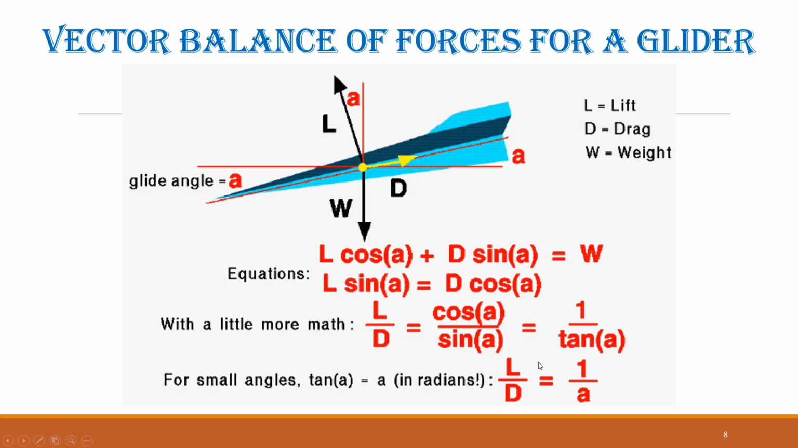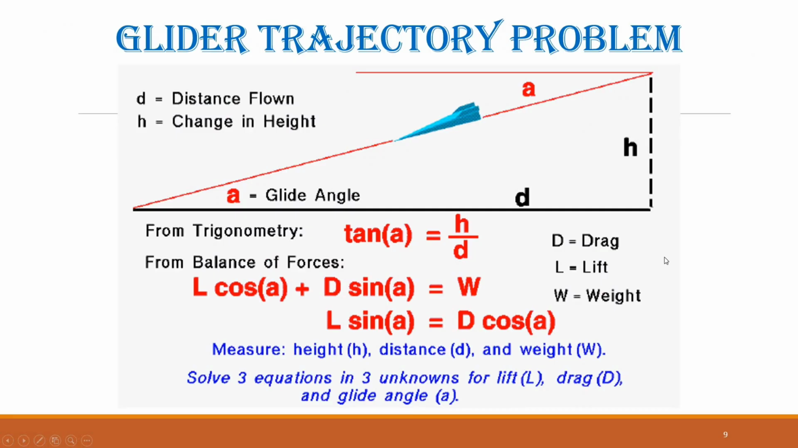Conversely, by measuring a glider's glide angle and knowing its weight, we can work backward to determine its lift-to-drag ratio, as explained on another slide. Glider trajectory problem.